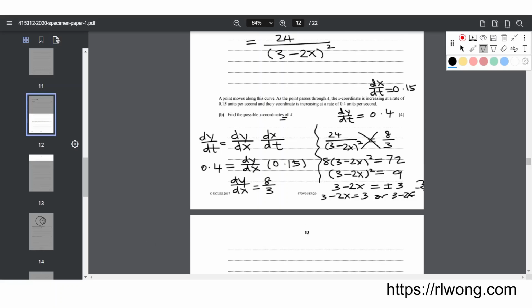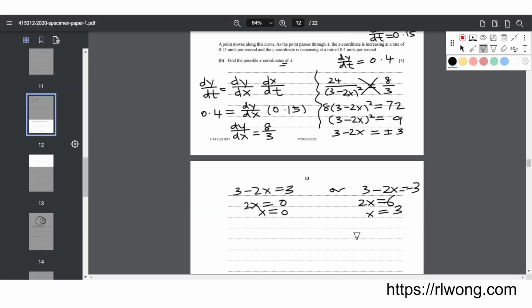Okay, so maybe let me write this on the next page. The reason I did this portion is because I don't want to expand it. I know that 9 can be easily square rooted. If I square root here, I need a plus minus. So I have 3 minus 2x equals 3, or 3 minus 2x equals negative 3. So 2x is equal to 0, x is equal to 0. Then here, 2x is equal to 6, x is equal to 3.